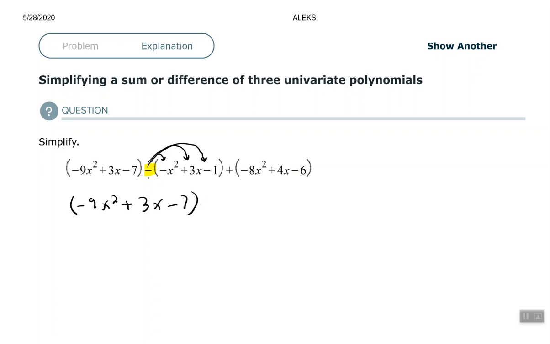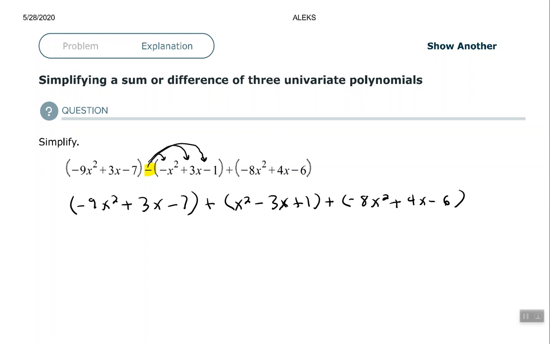All right, so now that minus is going to change to a plus, and each of the signs in the parentheses will change to their opposite sign. So that will become a positive x squared minus 3x plus 1. All right, then I had a plus. Okay. So that's it there.